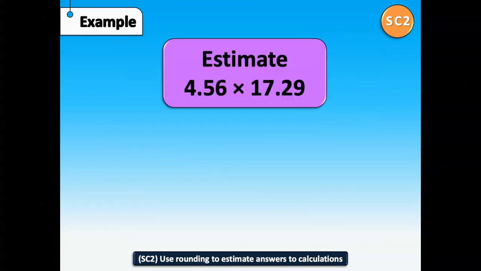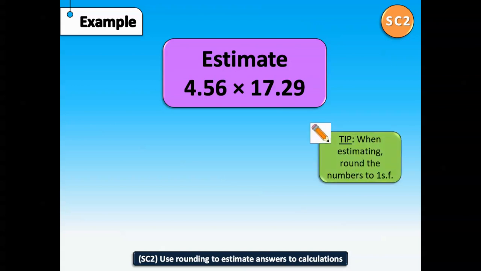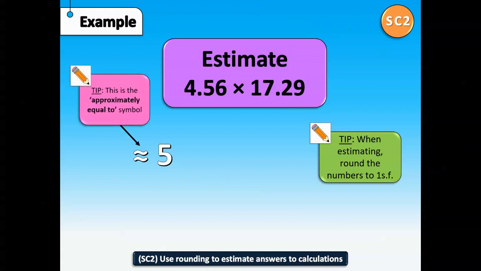If we want to estimate an answer to 4.56 times 17.29, if we gave the actual answer to this in a test, we get it wrong, because the question is asking us to estimate. So we need to show that we can round to one significant figure and then estimate an answer. So we round each number to one significant figure. So 4.56 rounds up to 5, and 17.29 rounds up to 20. So an estimated answer would be 5 times 20, which is 100.